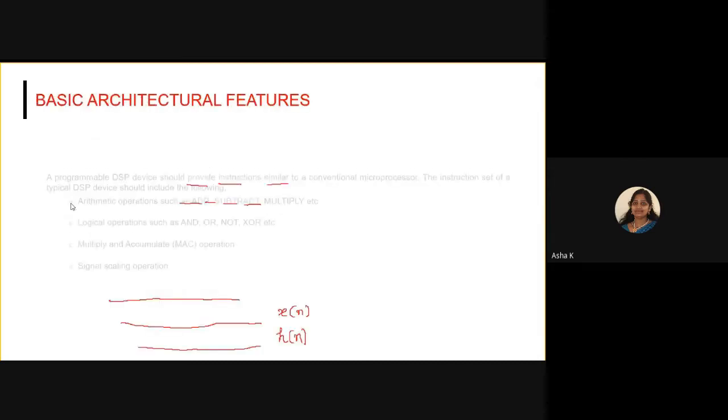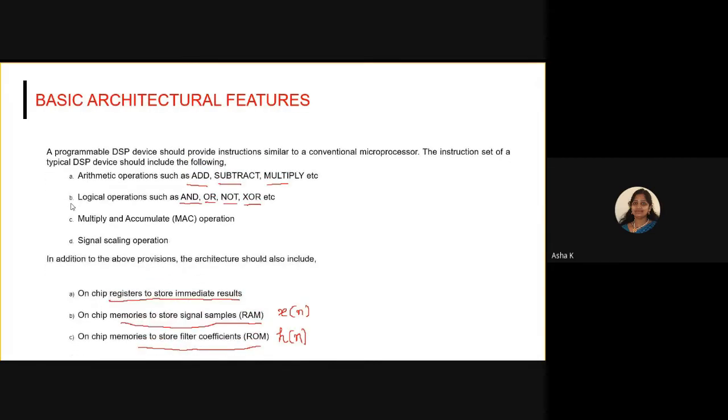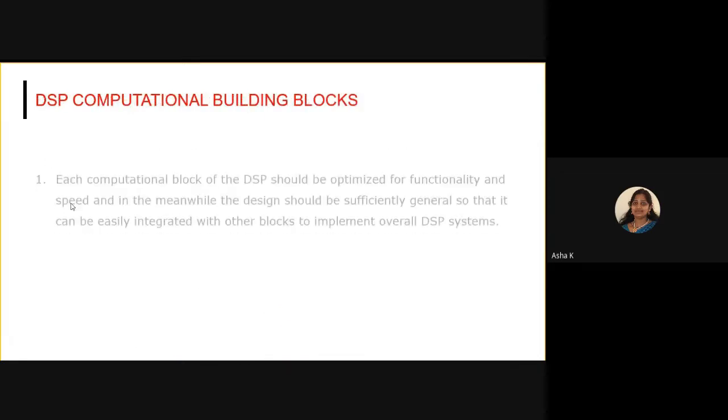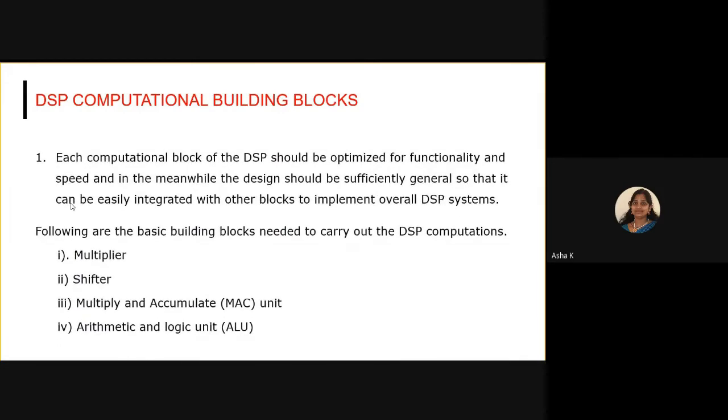We learned about the basic architectures. What are the basic architectural features necessary to implement the DSP algorithms? The example of the algorithm that we learned in the previous class was the nth order FIR filter implementation. And also we learned what the main basic computational building blocks of DSP architecture and algorithm are. We have four basic building blocks: multiplier, shifter, MAC unit, and ALU unit.